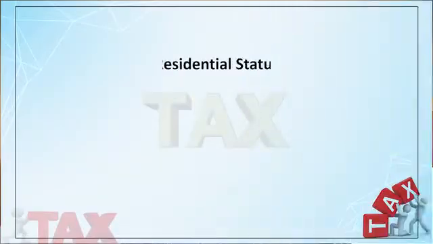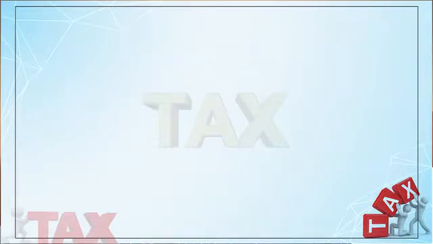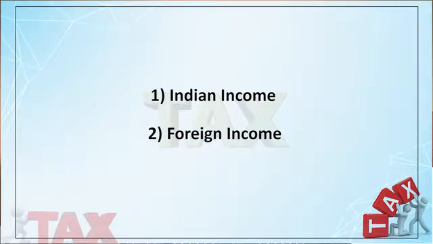So, students, we have so far discussed the residential status of a company and the types of income or nature of income that can be earned by a company assessee. We have two types of residential status, the resident and non-resident, and two types of income, Indian income or Indian sourced income and foreign income. We have seen that there are certain conditions. If the conditions are fulfilled, then an income may be treated as Indian income, and if the income is accrued and received outside India, it will be treated as foreign income.